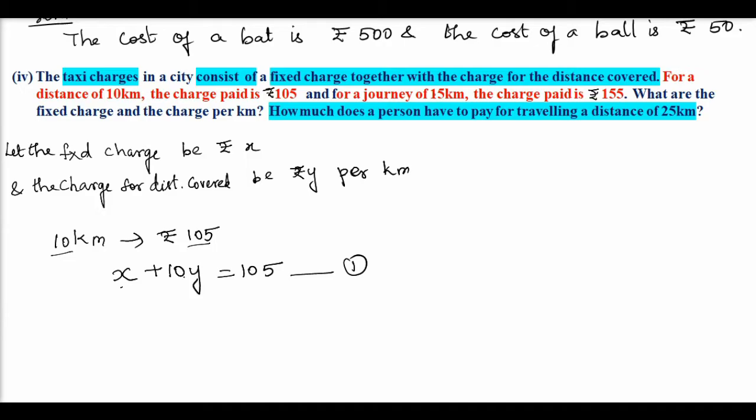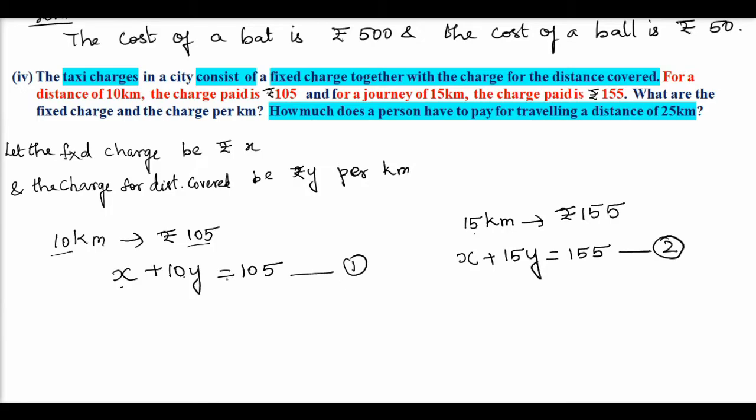Then it's given for a journey of 15 kilometers, somebody else has traveled 15 kilometers and he has paid 155 rupees. So this person will pay the fixed charge first, so X he will pay. Then he traveled 15 kilometers, so he will pay 15Y. So together he should pay both the charges and that cost him 155. This is my second equation. So this is how we got the equations. Do you understand?